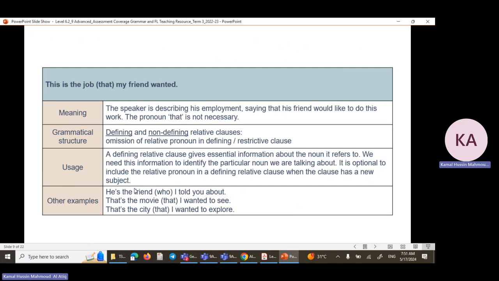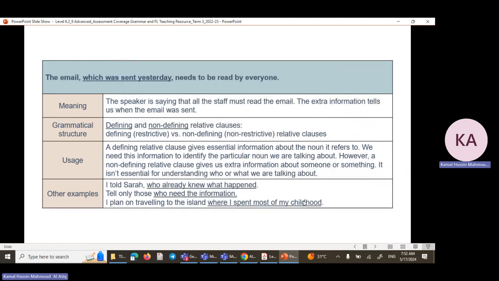And another example, he is the friend who. I'm talking about a friend, a person, who I told you about. That's the movie that I wanted to see, because I'm talking about not a human being. That's the city that I wanted to explore. As you can see, present with past, present with past. Because we have who and that, we have to add present and past.